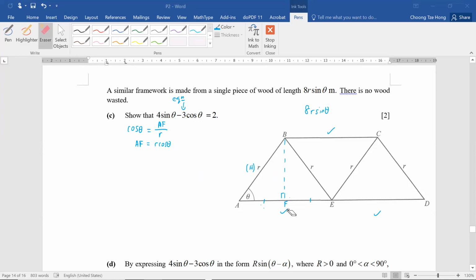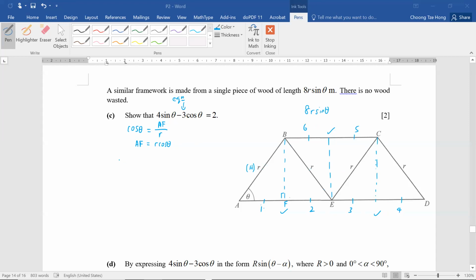Okay, these 3 triangles are congruent, right? We already confirmed this in the first part of the question. So all these lengths over here are equal to AF. Okay, this one. So in total how many? 1, 2, 3, 4, 5, 6. So that means the total length will be 6 times AF plus 4R.